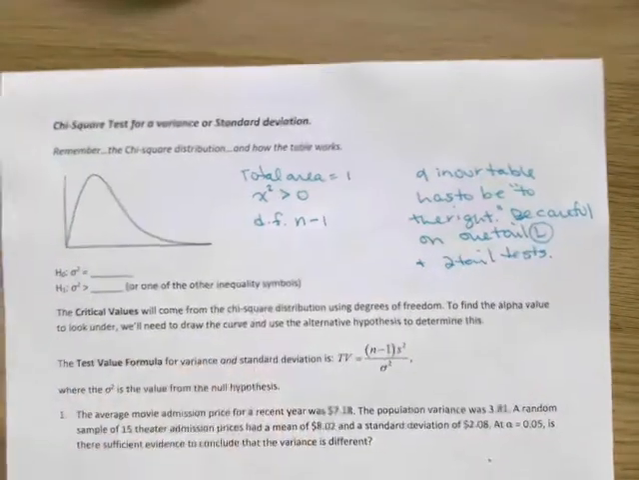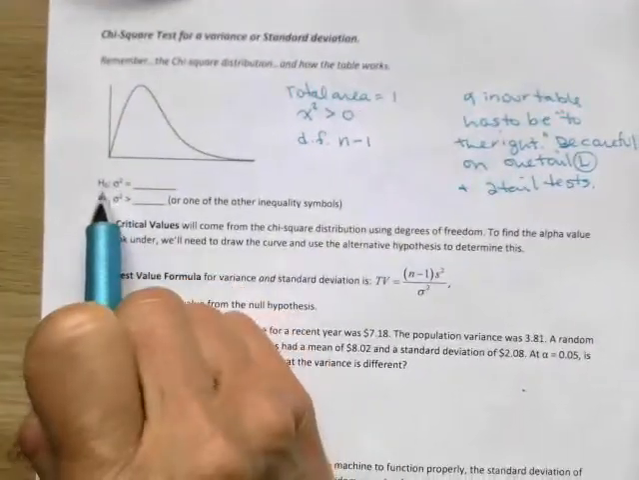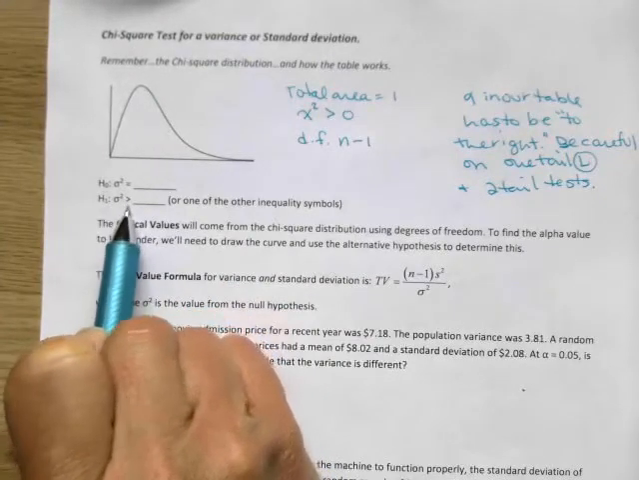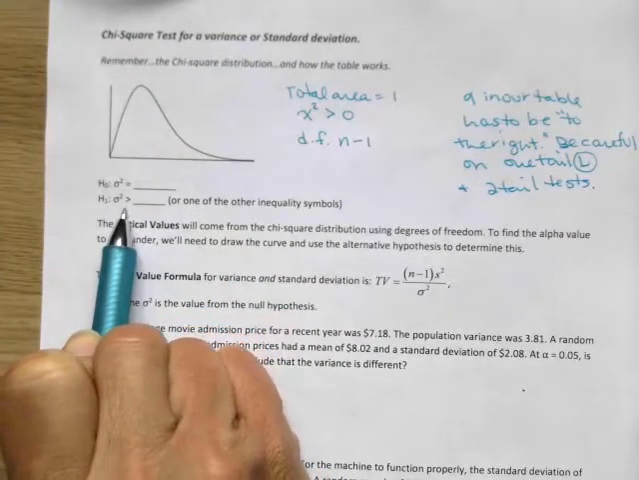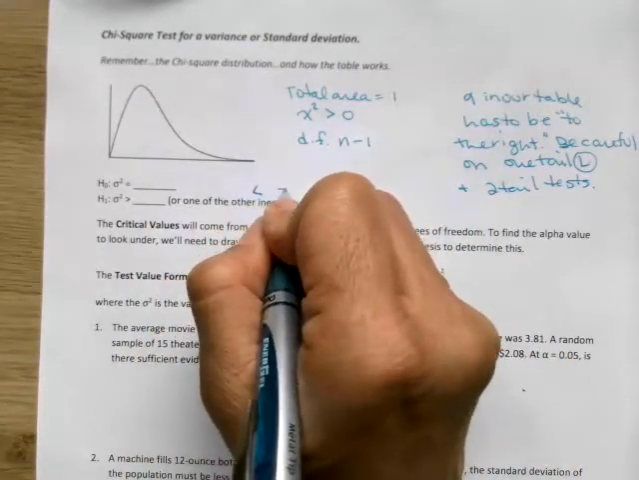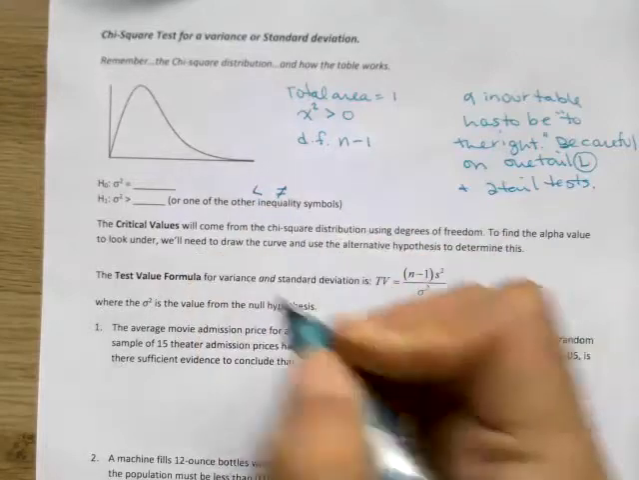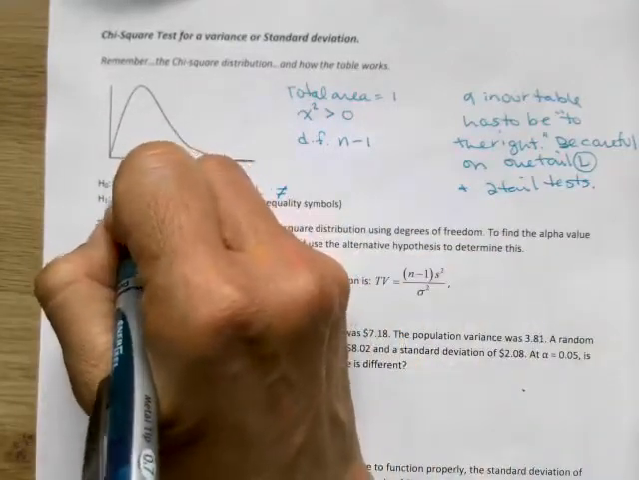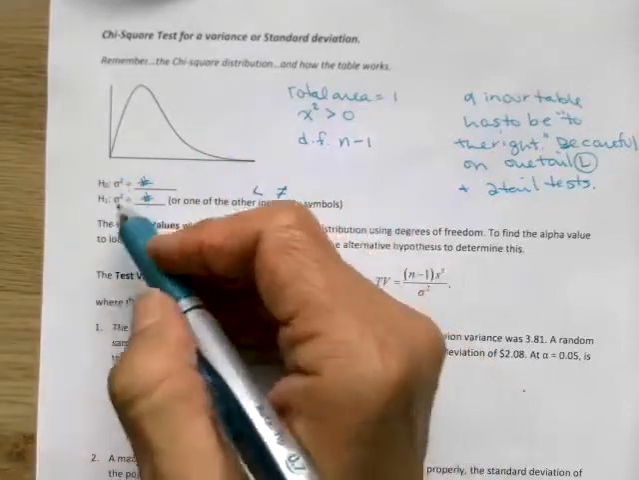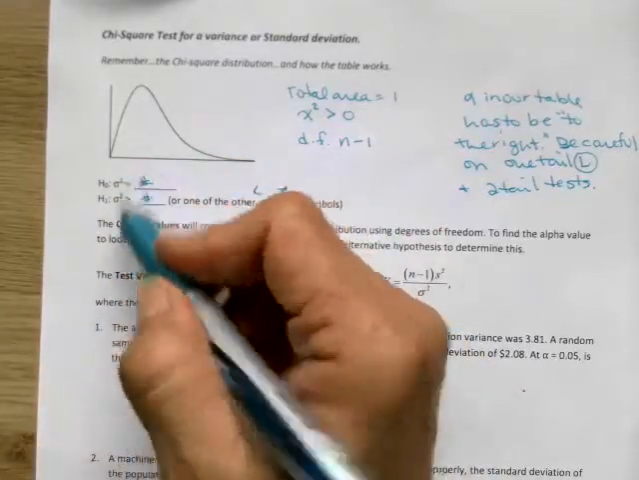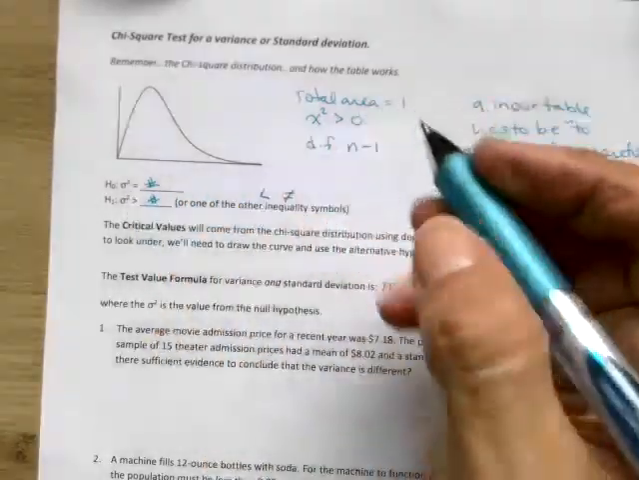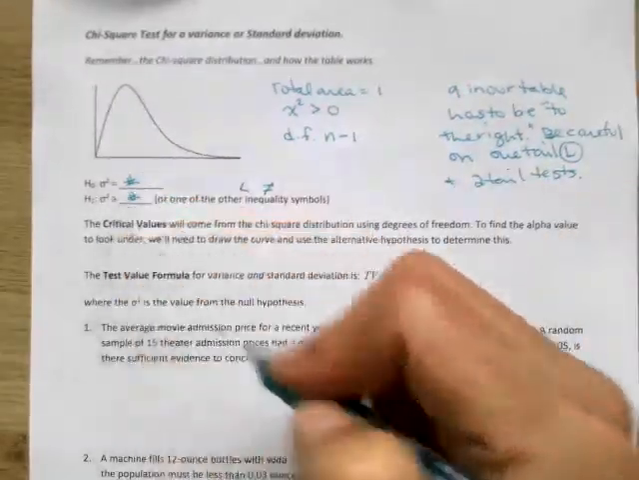So what are the hypotheses going to be? The null hypothesis still has the equal, and the alternative hypothesis still has a greater than, or one of the others. The others could be less than or not equal to. And then some number, and these two numbers have to be the same. I've written this one for variance, sigma squared for variance. Exact same idea if they are standard deviations, we just have a sigma in both places.